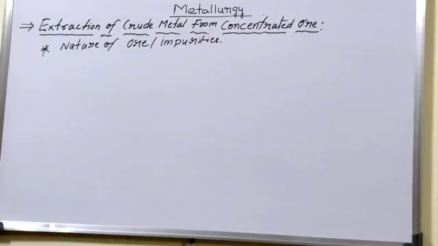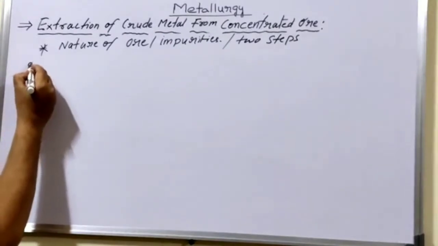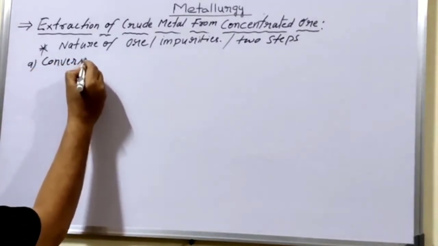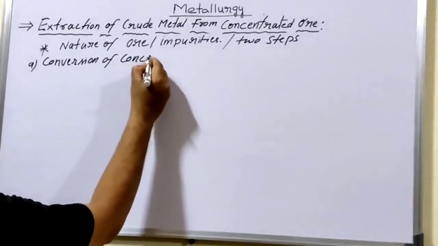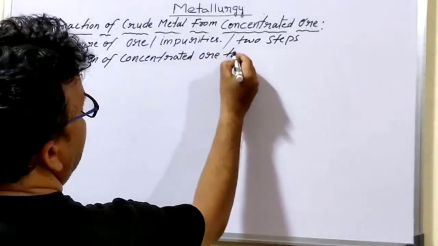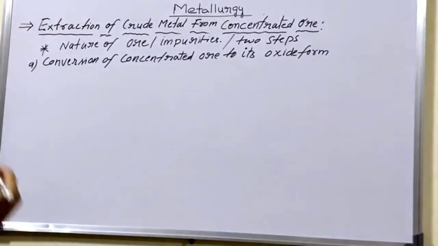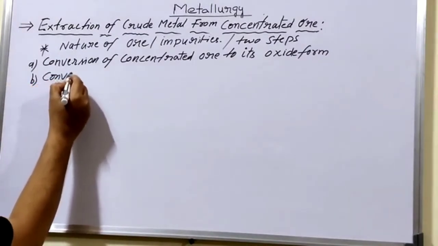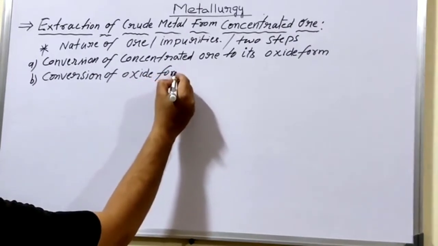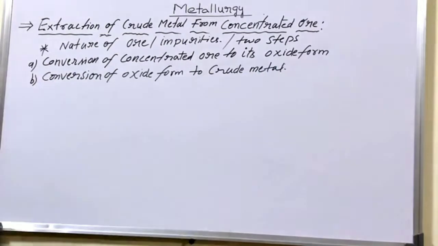In this process, two steps are involved. That is, step 1: conversion of concentrated ore to its oxide form. Step 2: conversion of oxide ore, or oxide form, to crude metal. These are the steps involved.